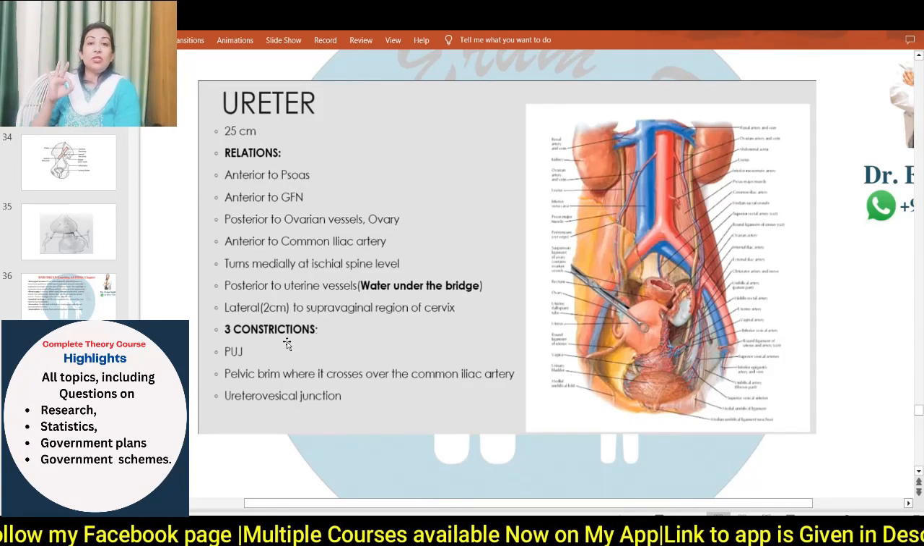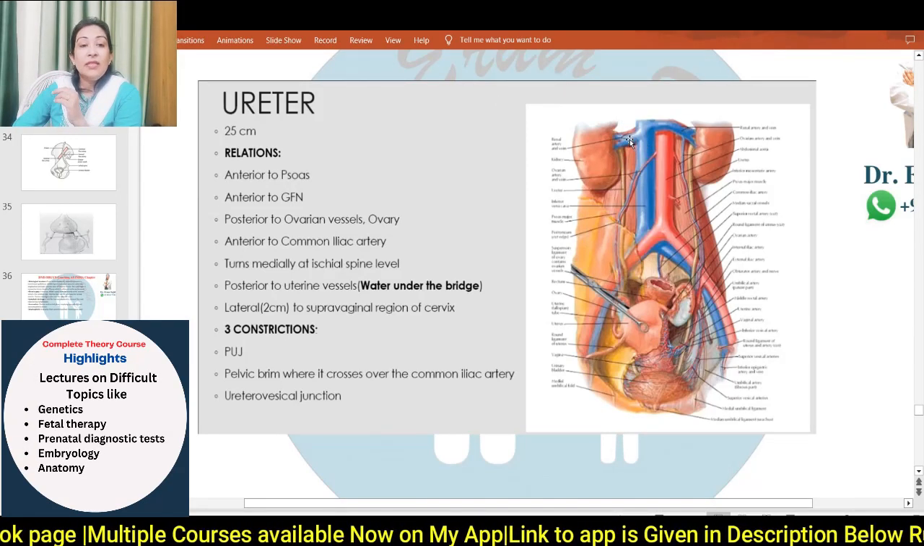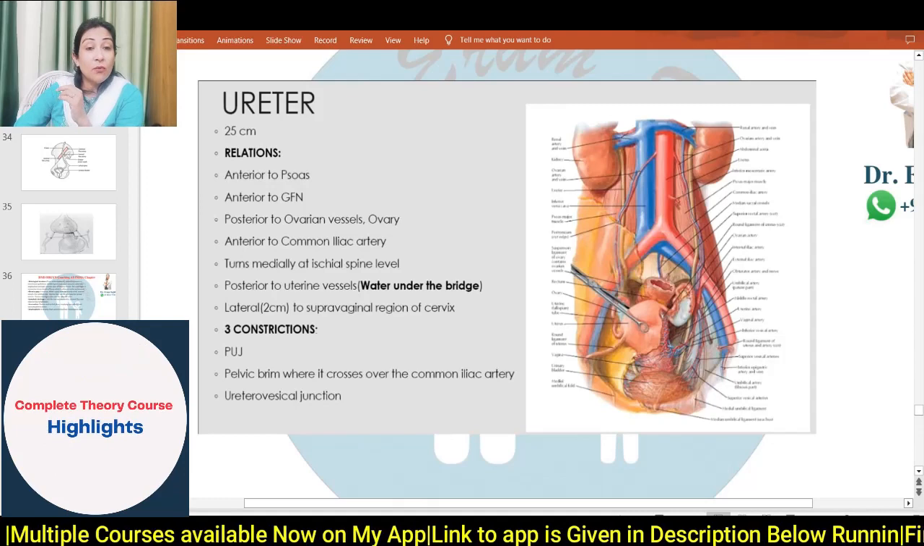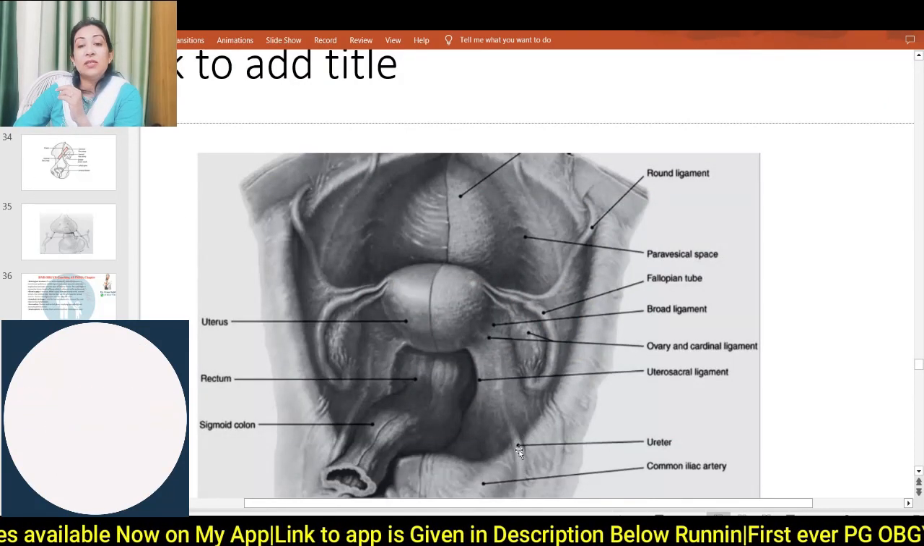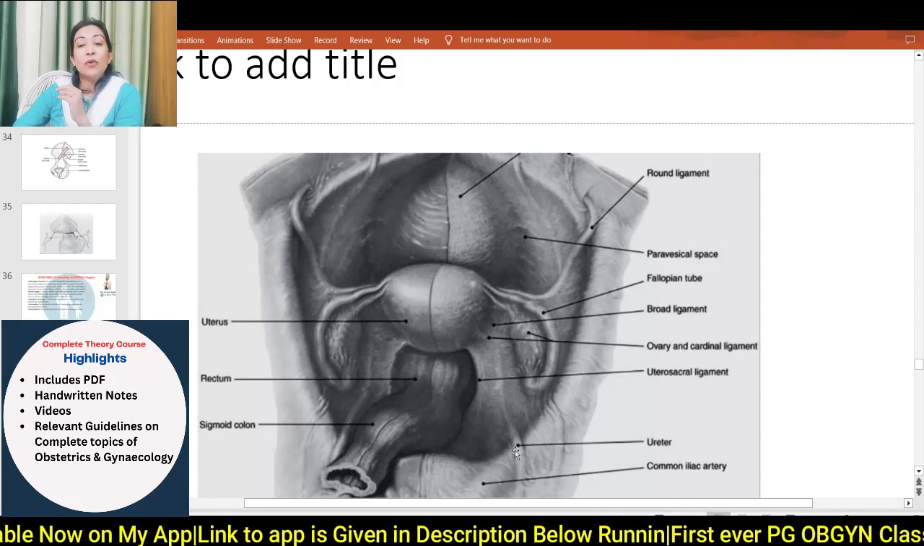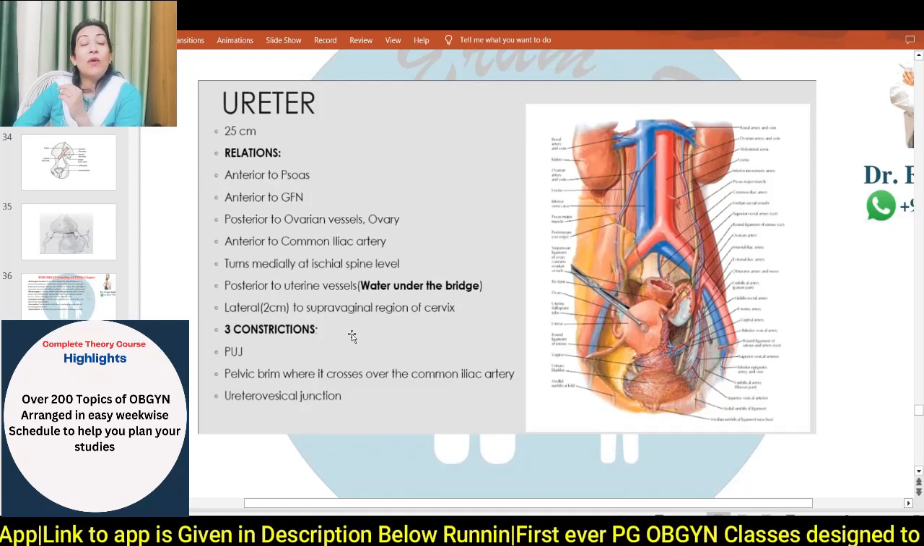You've got three constrictions. One is the pelvic ureteric junction right there at the top over here. The other constriction is at the pelvic brim. What is the pelvic brim? Which is the pelvic brim? Okay, I'll tell you. This is the pelvic brim. It's lying over here. There is a junction. There's a constriction over here as well. So you have a pelvic brim constriction.